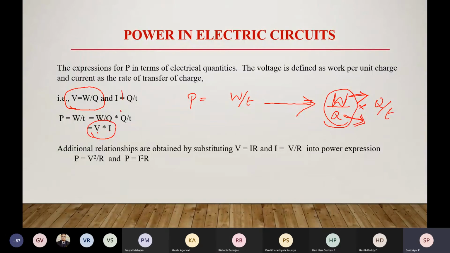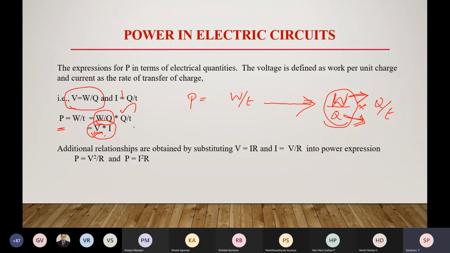We know that the rate of movement of charge carriers is nothing but I. Q by t is I. And the energy required to move the charge, the potential energy required to move the charge carrier, W by Q, is nothing but the voltage. So now power is nothing but V into I.